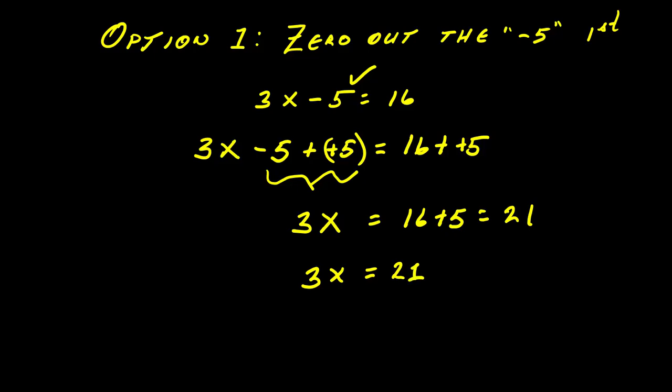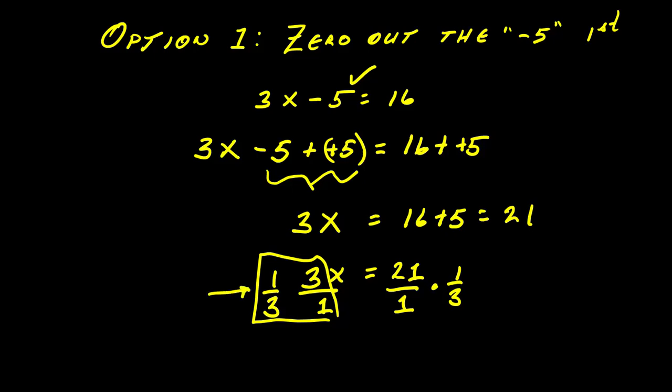From the previous presentation on solving multiplication problems, the easy thing to do to keep yourself organized is to go ahead and put every term over 1, and then to convert this 3 into a 1, we multiply by the reciprocal. And we have to do that to both sides. In this step right here, we're employing the multiplicative inverse. The multiplicative inverse always gives us a 1.